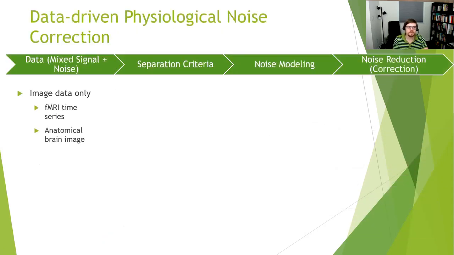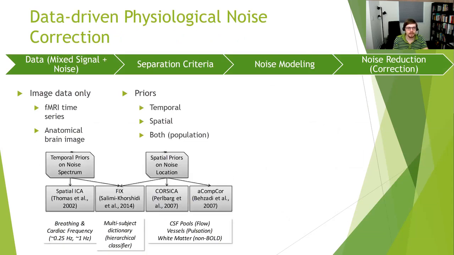For the exploratory data-driven denoising techniques, we basically use the image data on its own, maybe together with an anatomical brain image, and we rely on priors. It could be temporal priors, for example, that the breathing and cardiac frequency are in a certain range. It could be spatial priors, for example, that physiological noise is close to CSF or vessels, or white matter doesn't have a BOLD signal. And it could be the combination of the 2 in training data. So we can have a certain population where we manually identify physiological noise and create a dictionary from that we then use in a different cohort.